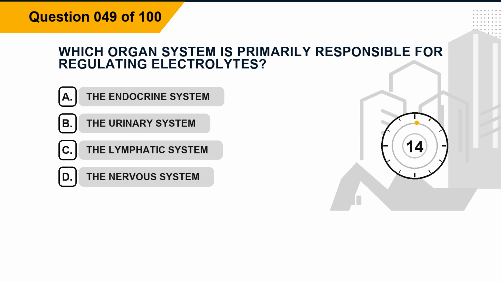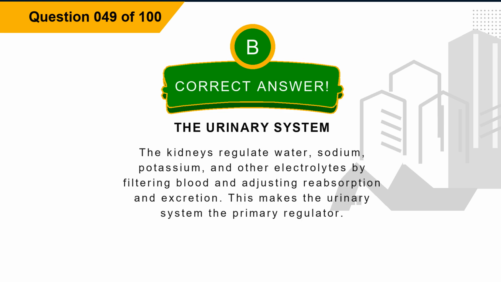Question 49. Which organ system is primarily responsible for regulating electrolytes? Option A, the endocrine system. Option B, the urinary system. Option C, the lymphatic system. Option D, the nervous system. The correct answer is option B, the urinary system. Explanation: the kidneys regulate water, sodium, potassium, and other electrolytes by filtering blood and adjusting reabsorption and excretion. This makes the urinary system the primary regulator.